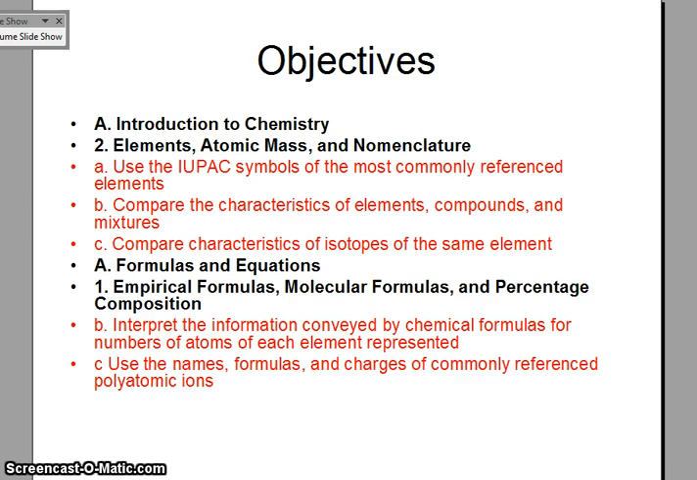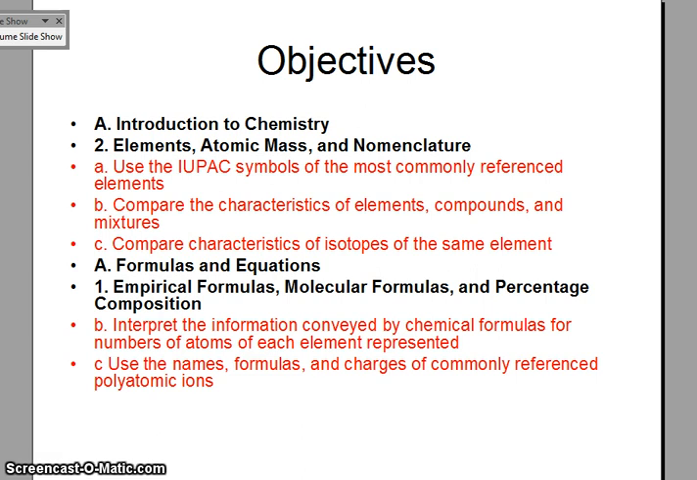Now our objectives are: A, using IUPAC symbols of the most commonly referenced elements. B, compare the characteristics of elements, compounds, and mixtures. C, we're going to compare characteristics of isotopes of the same element. Then going down into formulas and equations, we will interpret the information conveyed by chemical formulas for numbers of atoms of each element represented. And C, we will use the names, formulas, and charges of commonly referenced polyatomic ions.